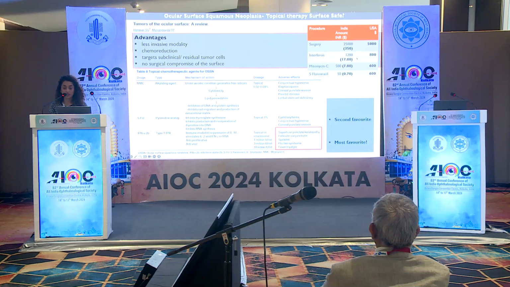And interferon comes to around 1,200 rupees in India, but it's slightly expensive in the United States of America. $17 in Indian. Slightly more expensive, right? But it is affordable for our patients when you compare it to the surgery. Slightly more in the United States.